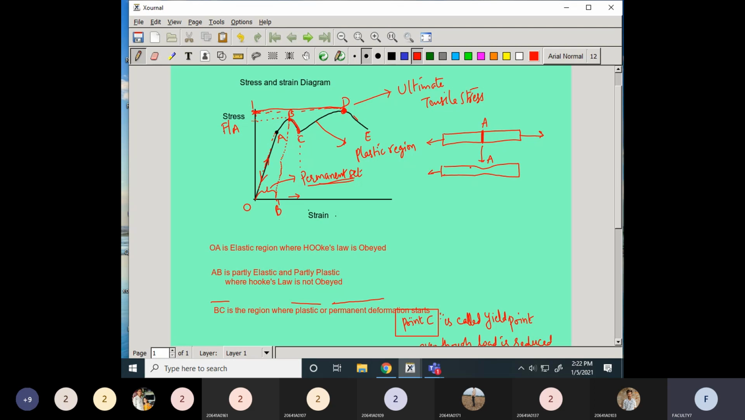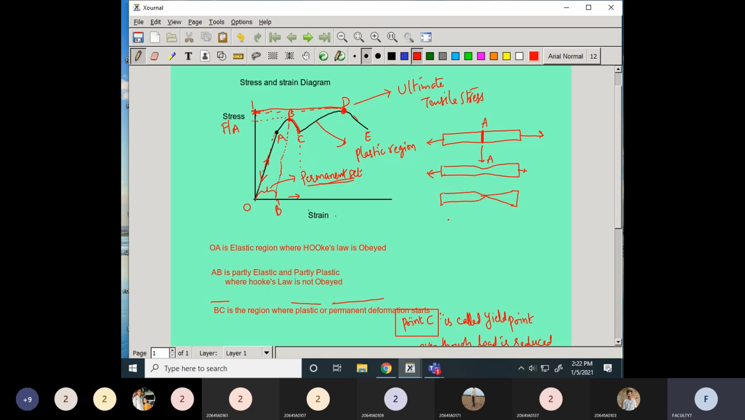Now, if you still continue these amounts of forces, or even after removal of the forces, what you can expect? This area will start reducing. It will come to a particular point somewhat like this. So we call this the head formation.